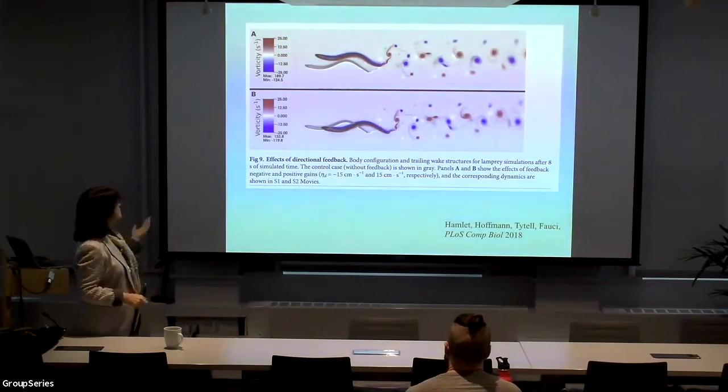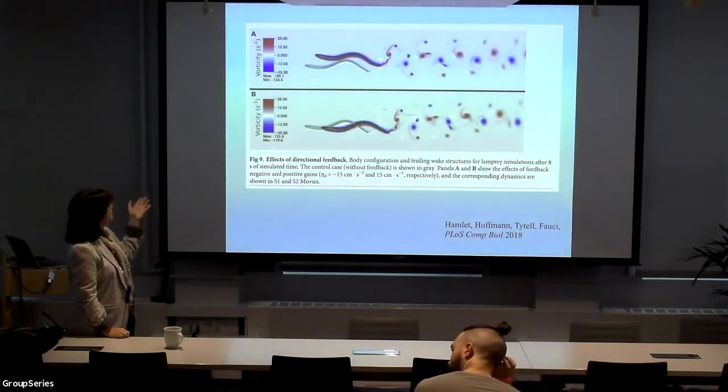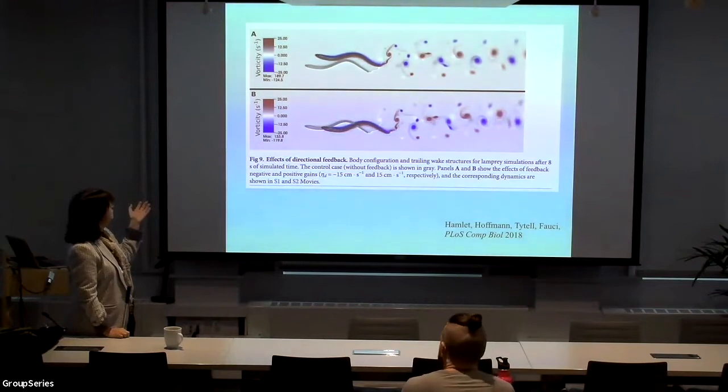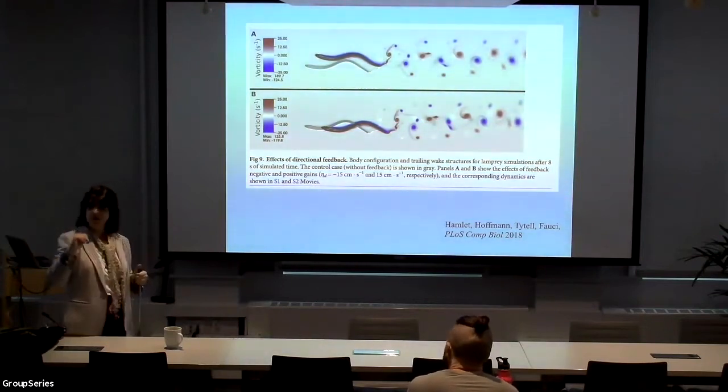One thing that you should see as well is that everything looks pretty much the same. The ones with positive feedback, negative feedback, the body shape doesn't look that much different. They do swim more slowly.